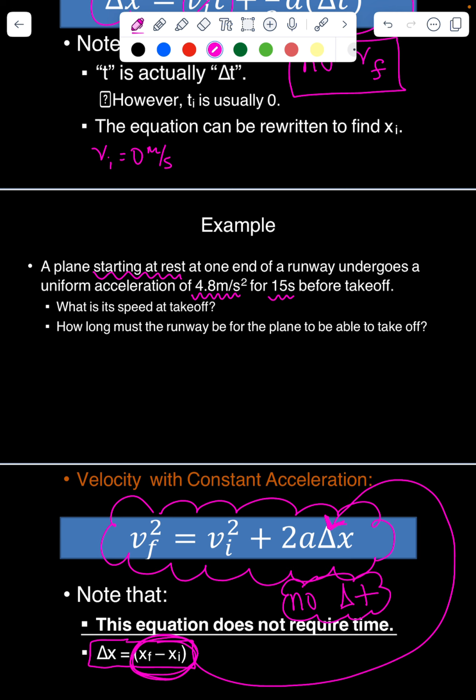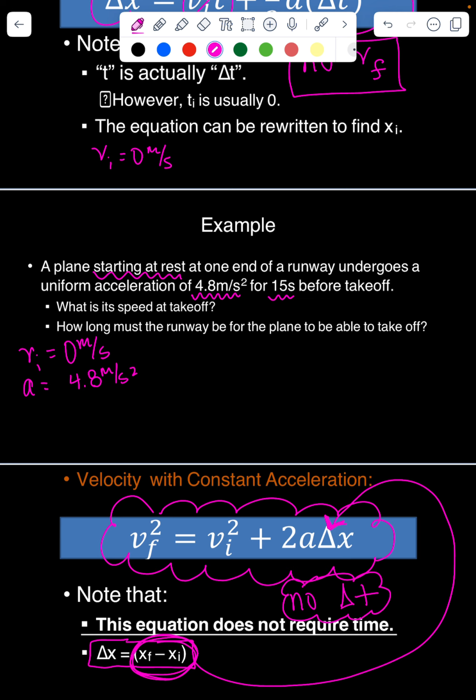If it starts at rest, that tells us that our V initial is 0 meters per second. It is starting at rest. Our next given is going to be our acceleration of 4.8 meters per second squared. Now, before we move on, we need to remember that acceleration has to have a direction also. For acceleration, we can't just assume it's positive. We have to actually look at the velocity first, look at the situation.